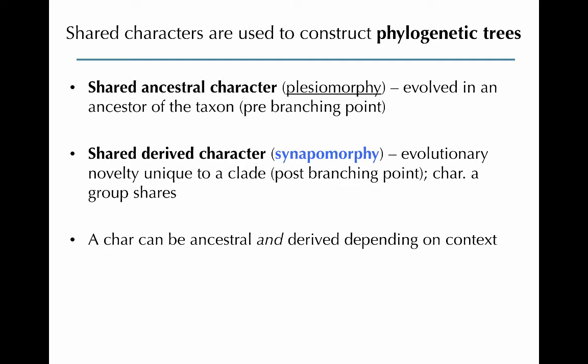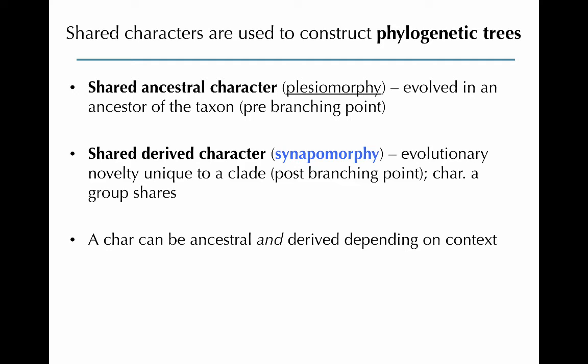So there are two terms that we use when we're describing characters on a tree. One is called a shared ancestral character, or plesiomorphy. Our book uses shared ancestral character. And that means it's a characteristic that was around before the clade split off. So it's not something unique to that clade. There are other groups that have that characteristic as well.